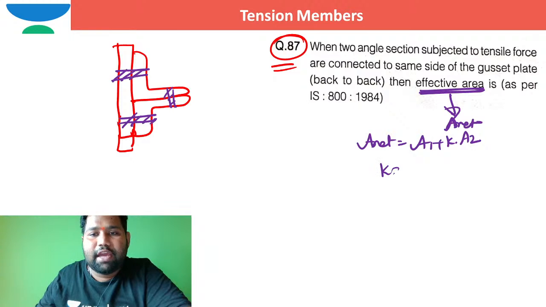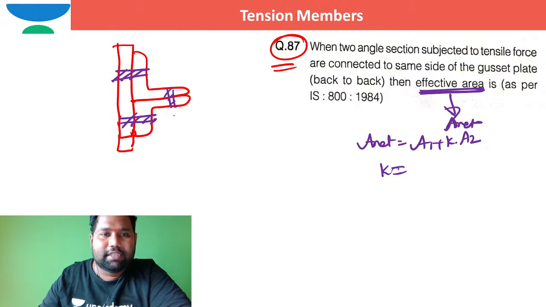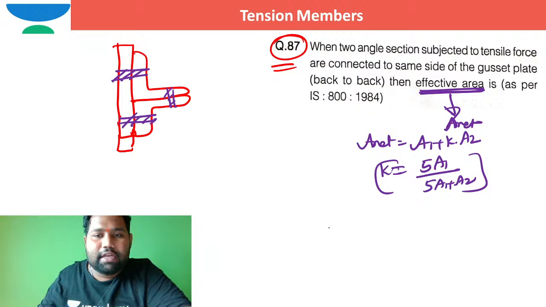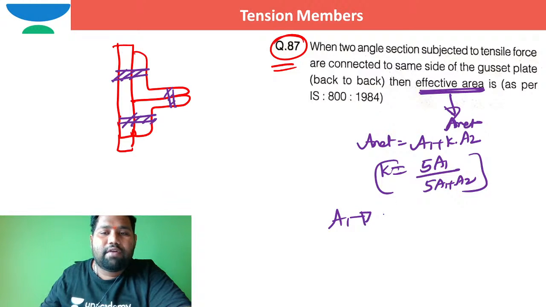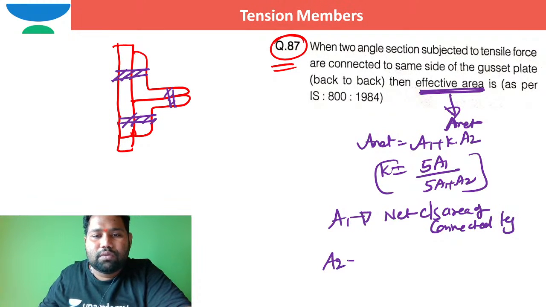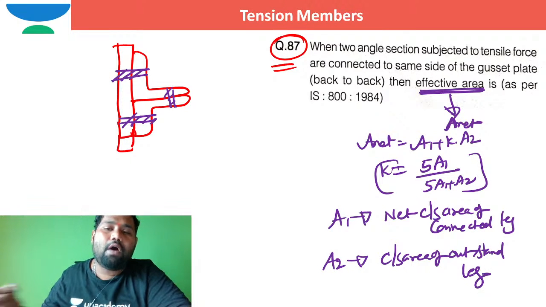The value of K, when the two angles are connected on the same side of the gusset plate, is 5A1 by 5A1 plus A2, where A1 is the net cross-sectional area of the connected legs and A2 is the cross-sectional area of the outstand leg. This is how you can work.